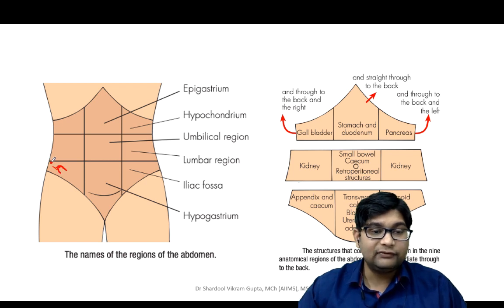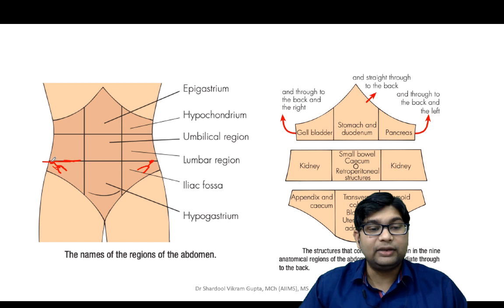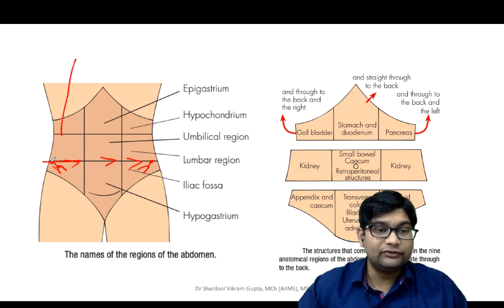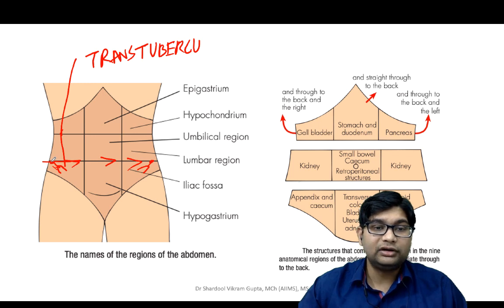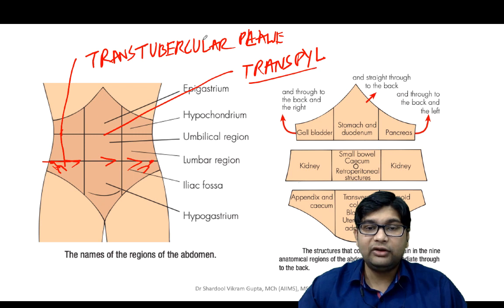From the ASIS, go 5 centimeters behind, to the highest point on the iliac crest, and then join this plane. This is known as the transtubercular line, because it goes through the iliac tubercle, and these are not lines, these are planes. This one is the transpyloric plane. Why transpyloric? Because the pylorus lies on this plane.